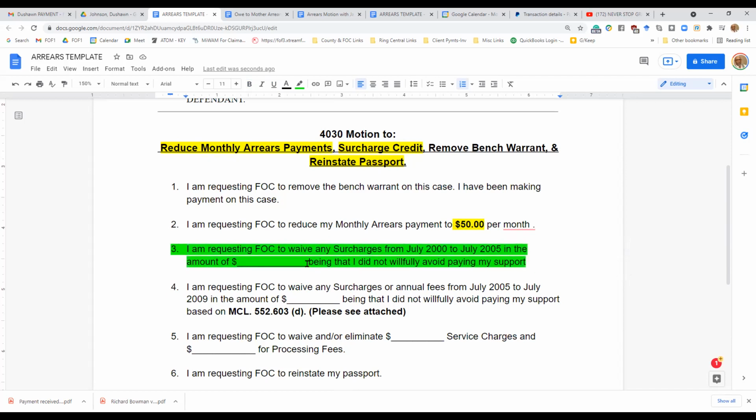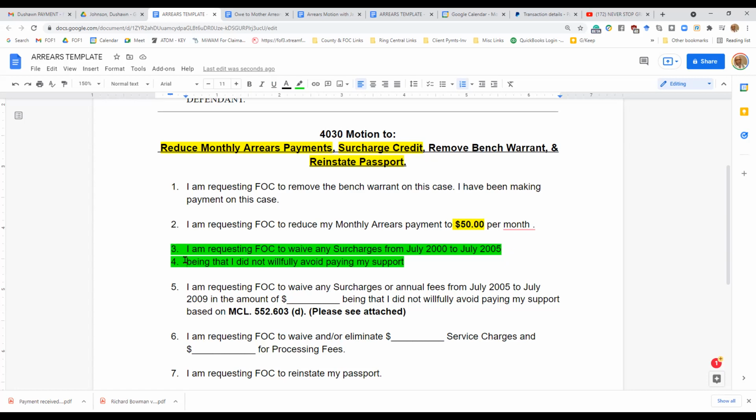So can you complete your motion? Yeah, you just say this. Boom, just take it out. There it is right there. I'm requesting FOC to waive all surcharges from 2000 to 2005. You don't know what the amount is. Let them look it up, as long as you know that you're asking legitimately.